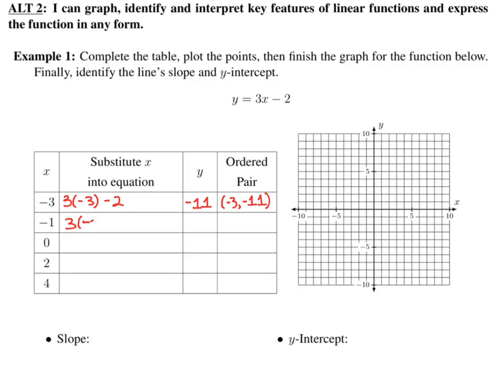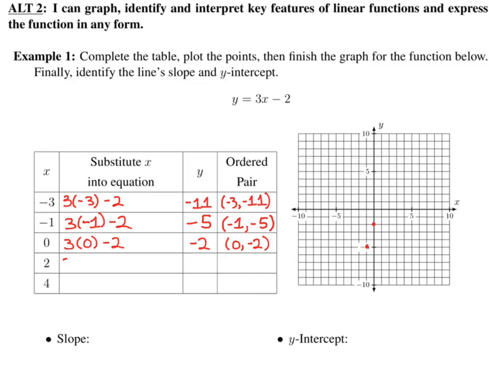Next one. X value is negative 1, so we go ahead and substitute that in. We'll get a y value of negative 5. So the ordered pair is negative 1 comma negative 5. That one can be graphed, so there we go. All right, now plug in 0. Get negative 2. The point is 0 comma negative 2, and we have a point.